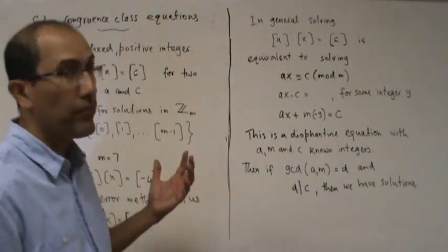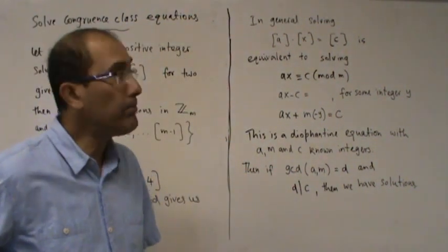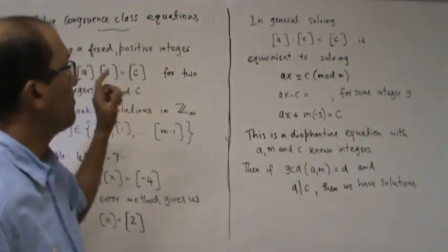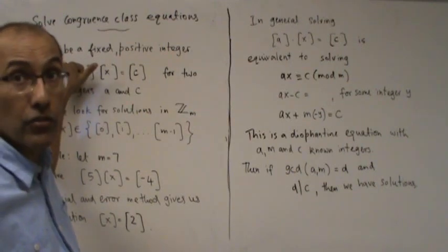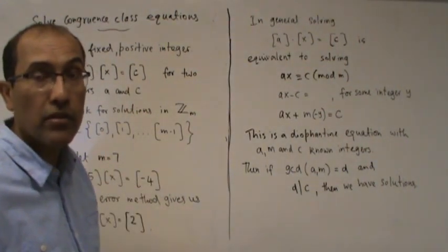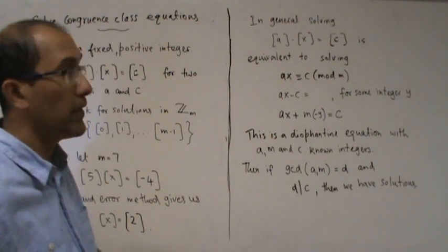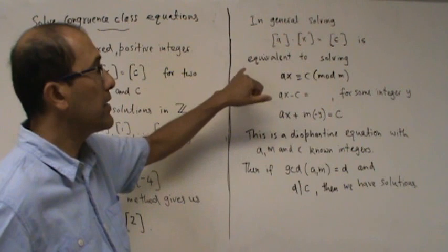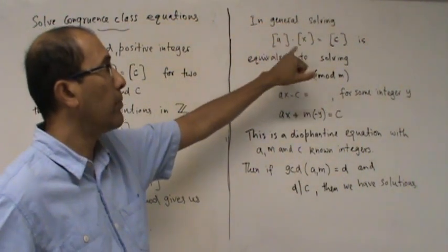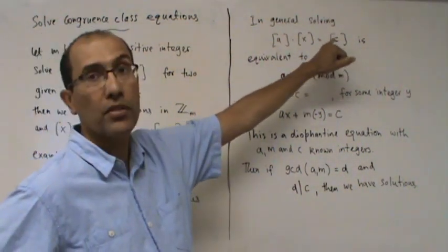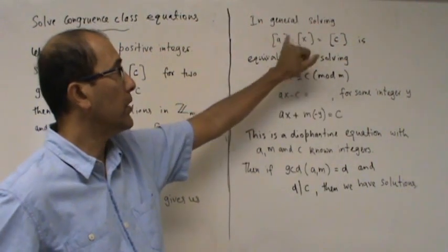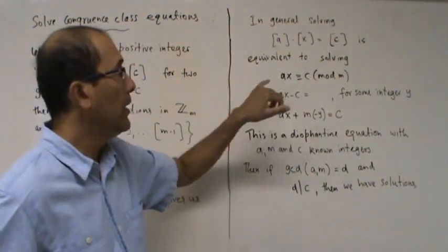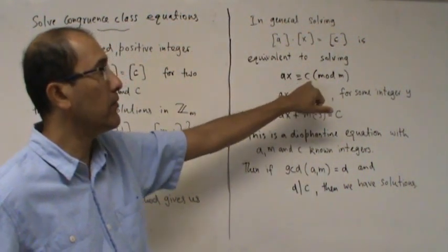But in general, if you want to solve ax = c, if m is a large number, then we can't use this exhaustive method. It will take too long. We need other methods. Solving ax = c is equivalent to saying that ax has to be related to c through modulo m, because that's what the equivalence classes are.